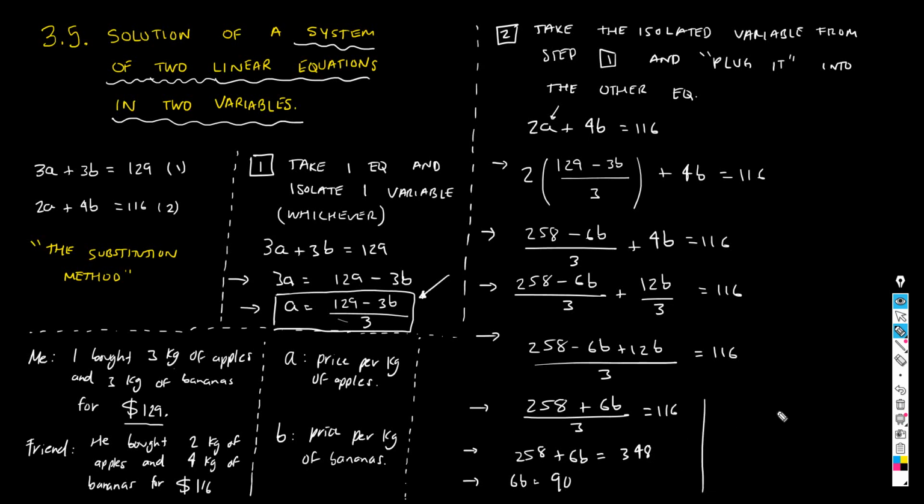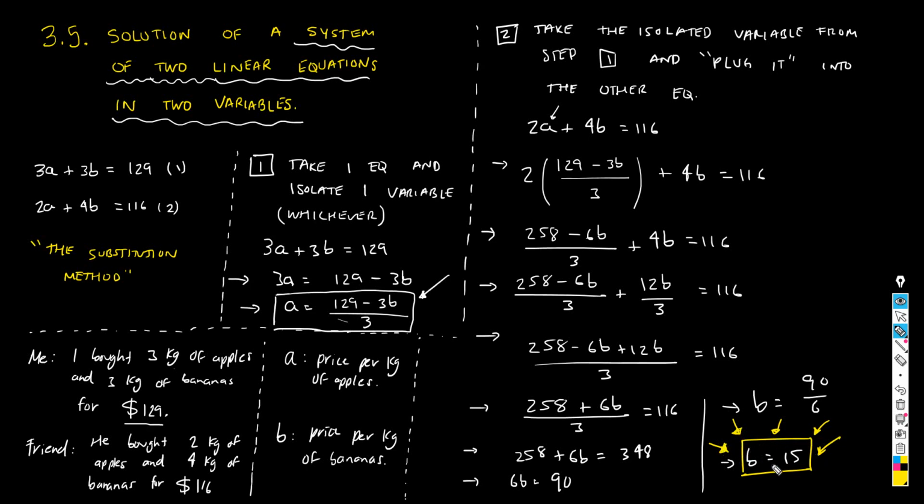And finally, I'm going to conclude in here. We divide over 6 in both sides of this equation, and we get 90 over 6, which is ultimately 15. And we are done with one of the unknowns. We have found the price per kilogram. Remember, what was B? B was the price per kilogram of bananas, and we have found it. It was 15 pesos. We are done with this, okay? Yeah, after all this long process, 15 pesos.